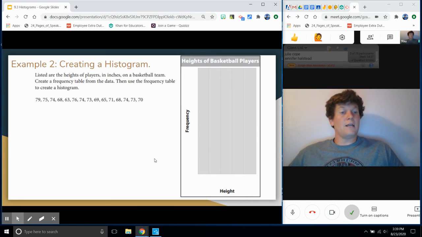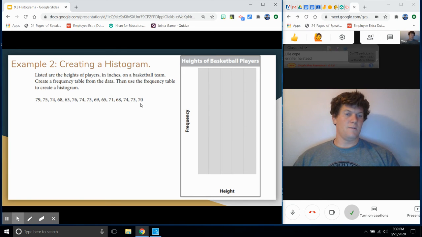This time we're looking at another set of data. We're talking about the heights of basketball players. So here's a random list of heights of basketball players. I don't know who is with which, but these are by inches. So these are going to be pretty big. 79 inches, 75 inches, 74 inches, on and on and on to the last one here, which is 70 inches. It might help us if we put it in order, but for the sake of the video and the sake of time, I'm just going to keep it like this.